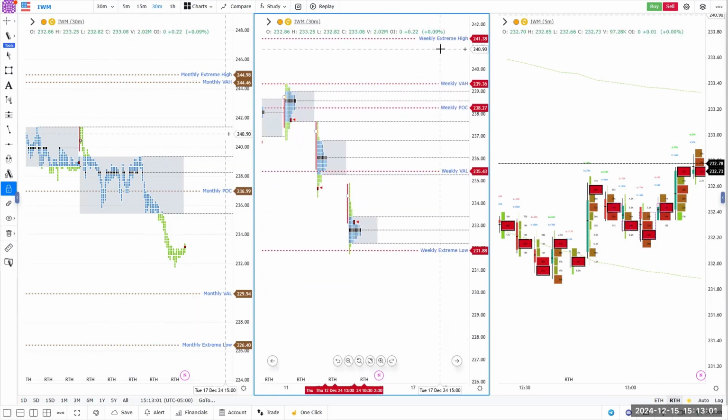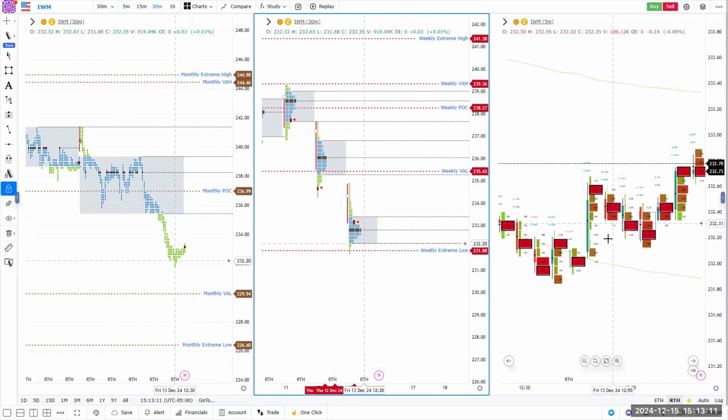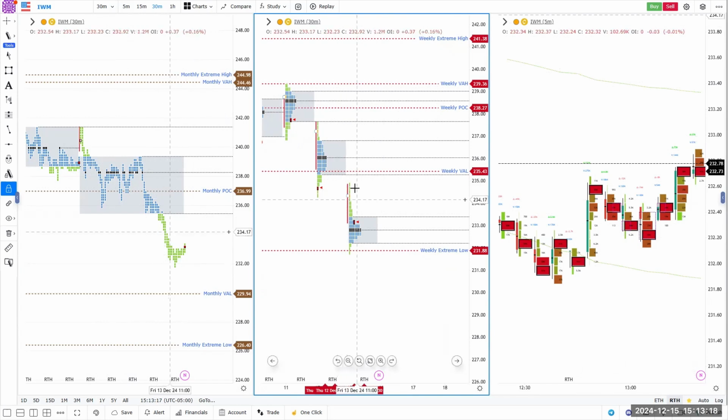We're going to look for the extreme highs, the value lows, the extreme lows, and POCs, but on a daily time frame. So this is our daily TPO. I like to put those on my order flow chart, which is on the far right. I can see already a nice little single print right here. Let's see what happens tomorrow.